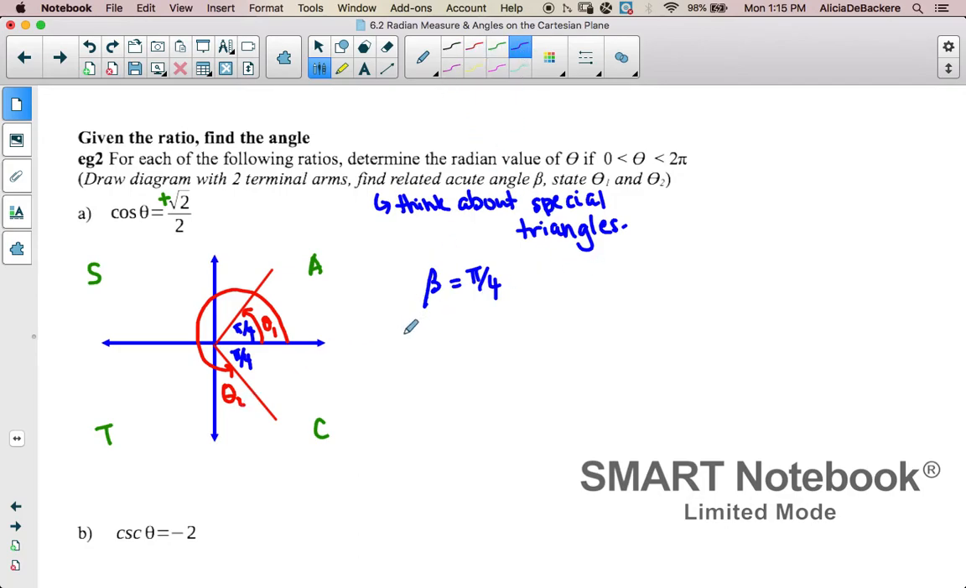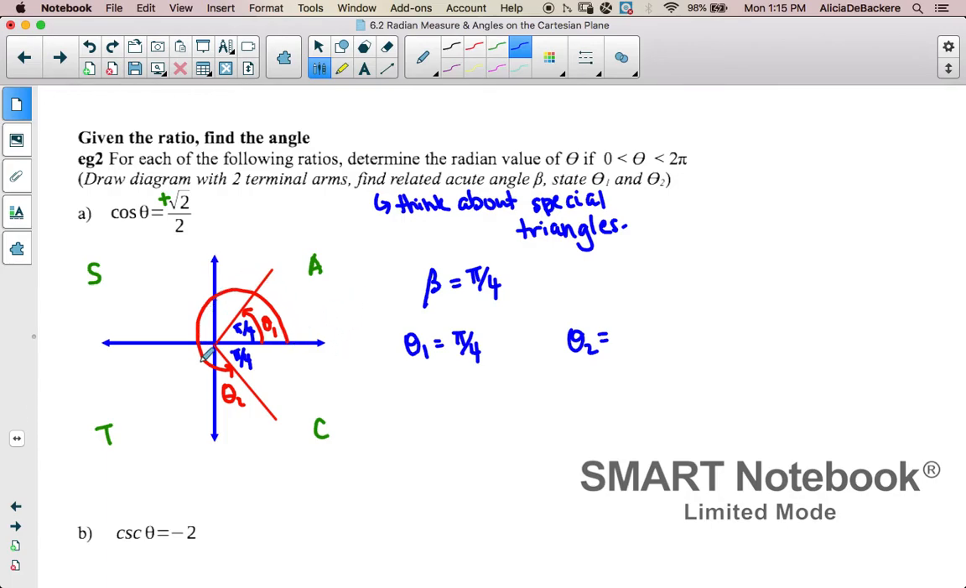So now I can actually calculate what theta 1 is. Theta 1 is really nice when you end up with one in the A quadrant, the first quadrant. Here my angle is the same as beta. Make sure you tell me that you know that, right? That theta 1 is the same as pi by 4.